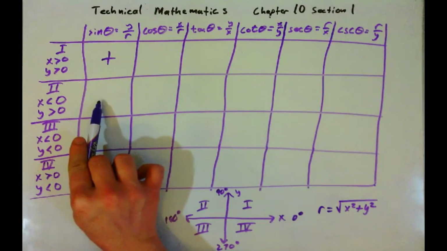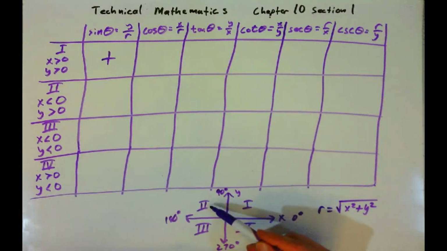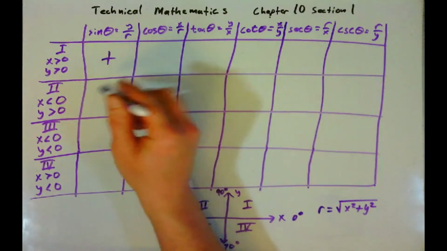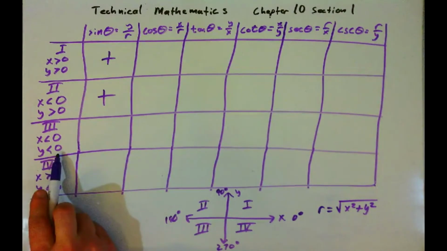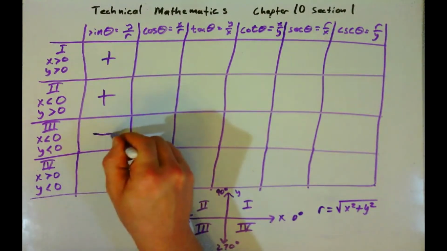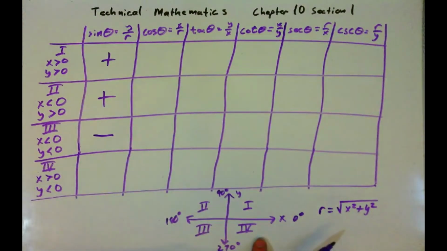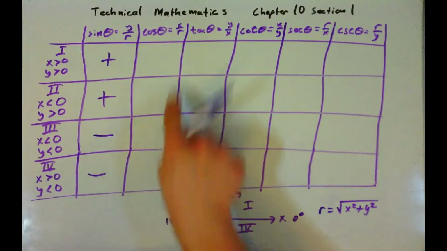In the second quadrant, the sine will also still be positive because the y value is still positive in the second quadrant. So a positive divided by a positive still gives us a positive. But in the third quadrant, when y is negative, if we take a negative divided by r, which is always positive, we're going to get a negative answer. And the same thing is true for the fourth quadrant. In the fourth quadrant, the y value is negative, and so a negative divided by a positive is a negative.